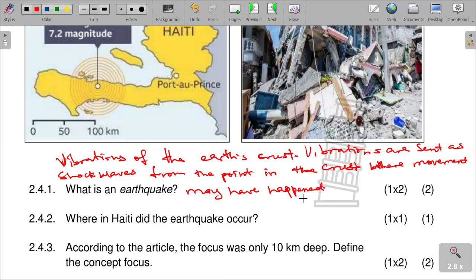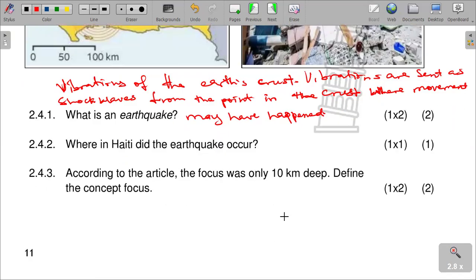And then, where in Haiti did the earthquake occur? From our notes, it took place at a conservative plate boundary.